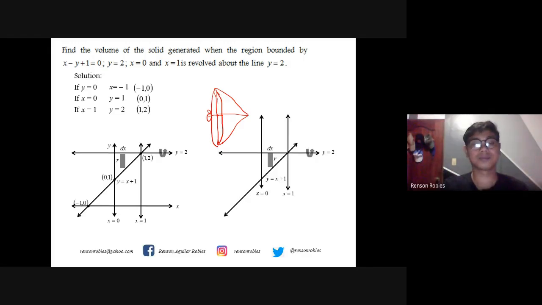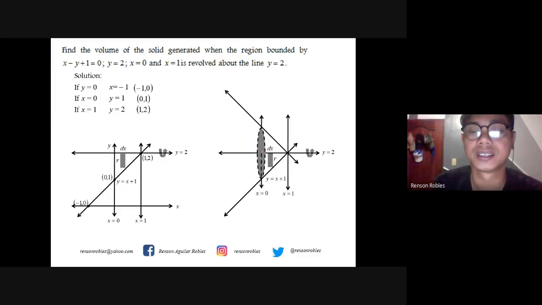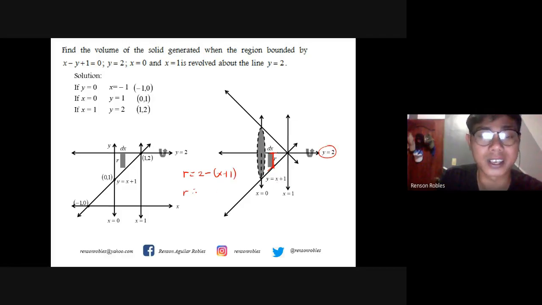Okay, and then, so what is your R now? This is your R. Equation of this line, y equals 2, minus this line, x plus 1. So you'll have R equals 1 minus x. So that's our new R, because we changed the axis of revolution. It's the same problem, but this time we changed the axis of revolution.